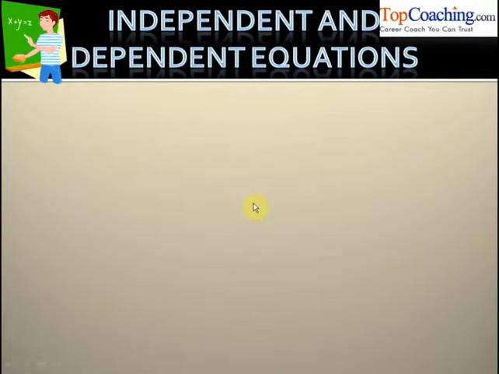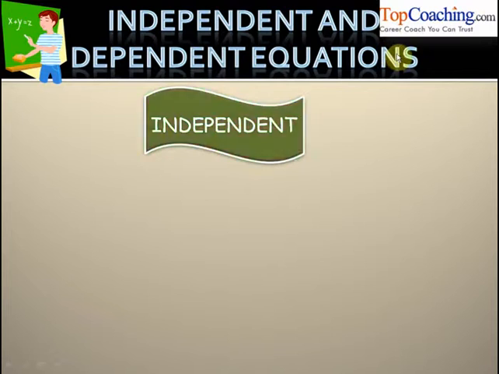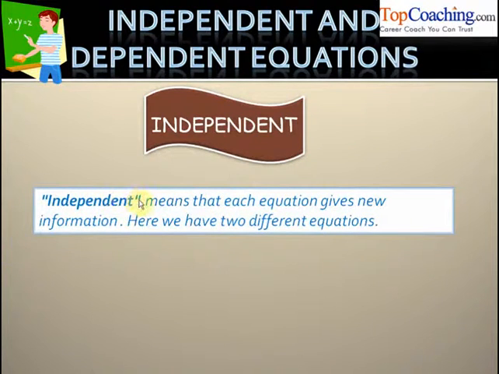Now, independent and dependent equations. What do we mean by independent and dependent equations? First, let's try to understand what independent equations are. Independent means that each equation gives new information. Here we have two different equations. So the word independent means that each of the two equations gives us new information.